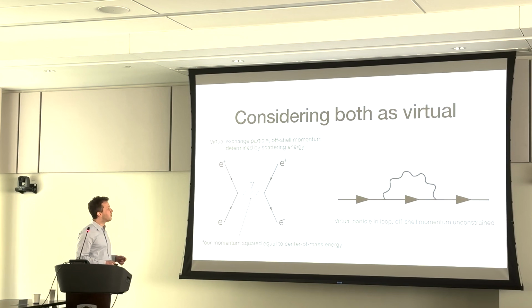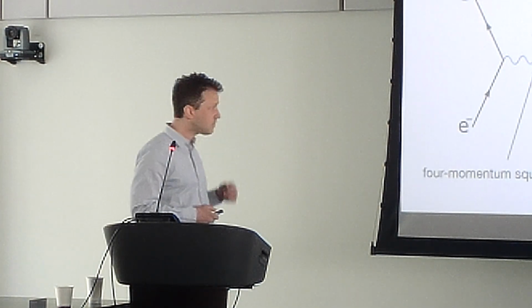And then for the real UV divergences, in a way, that really is also the property of a virtual particle we're talking about there, right? We can, of course, talk about the center of mass energy of this scattering process, so electron-positron scattering in this case.